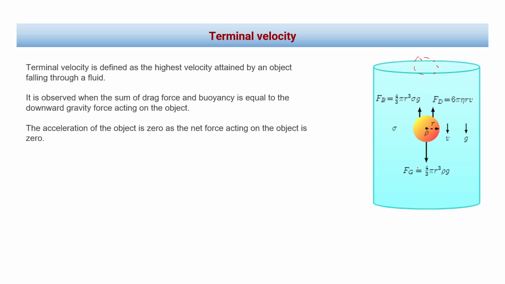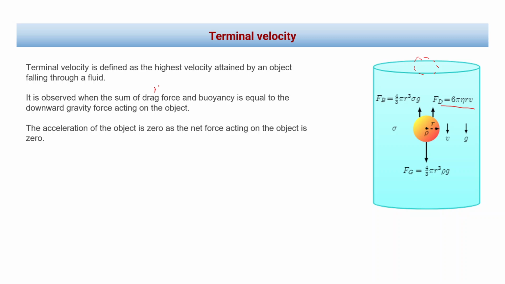Let me define the statements I have written here. Terminal velocity is defined as the highest velocity attained by an object falling through a fluid. So when an object is falling through a fluid, in a situation like this, terminal velocity is the maximum velocity it attains. It is observed when the sum of the drag force, so this is the drag force, right? The body is moving, it's experiencing a viscous drag force in the opposite direction, which is given by Stokes' law. This is the expression here.